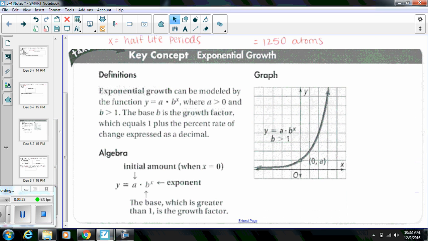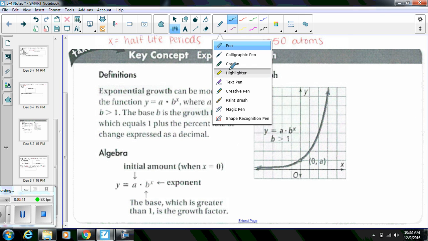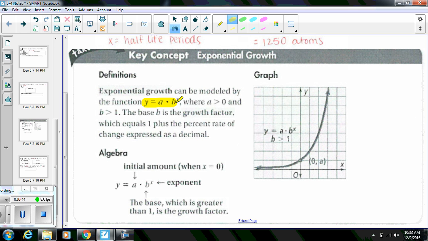So let's focus our information now on exponential growth. Exponential growth can be modeled by the function y equals a times b to the x power. So I'm going to highlight that for us. Y equals a times b to the x power, where a has to be greater than 0 and b has to be greater than 1. The base b, this is important, is our growth factor in this case, which is equal to 1 plus the percentage rate of change, but we write that as a decimal.